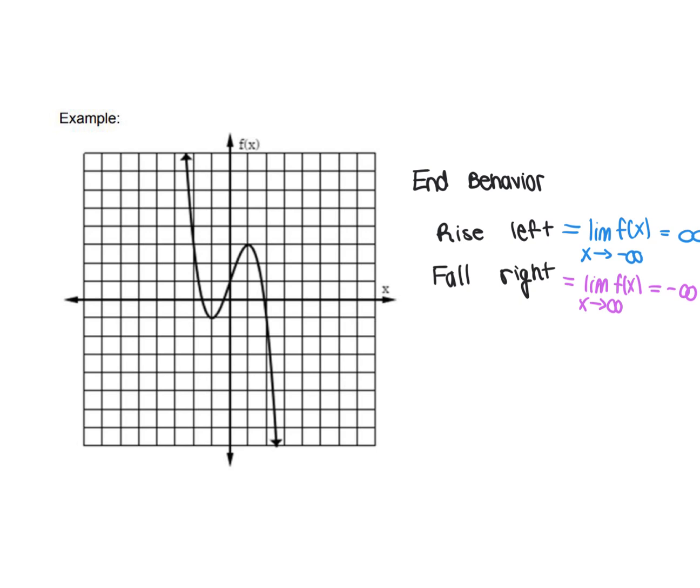Also, just a note here. We figured out it was going to rise left because all the way to the left, it's rising. This is the furthest part on the graph. That's where the rise left comes from. And then the fall right, that comes from this part here, because as we go to the right, we end up falling.